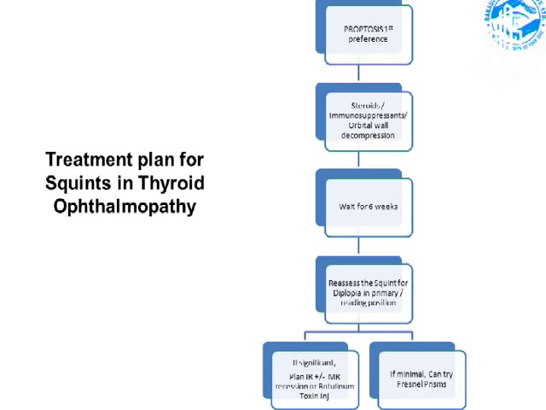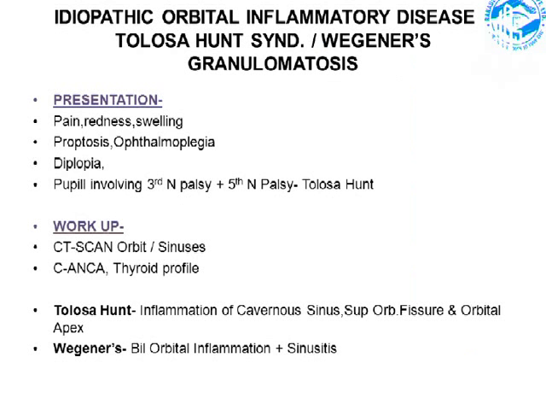And wait for 6 weeks, and then reassess the squint for diplopia in primary position and reading conditions. And if it's significant, then you can think about doing an IR or MR recession, or you can think about doing botulinum toxin injections. If it is minimal, one can try prismatic spectacles also, or Fresnel prisms also.